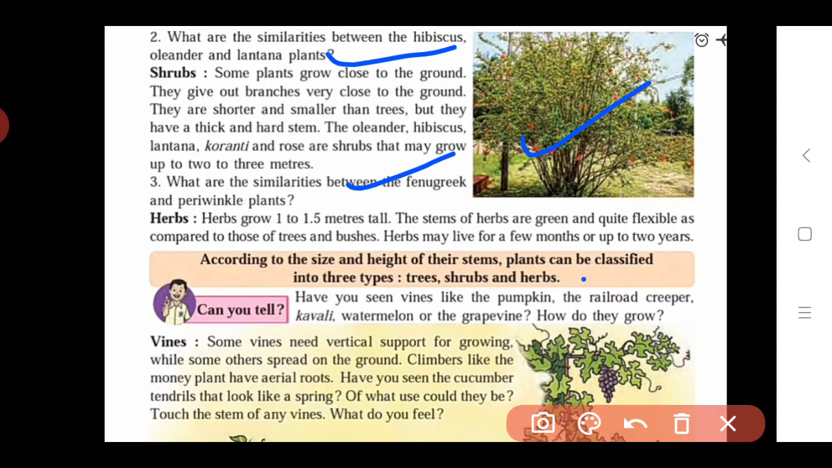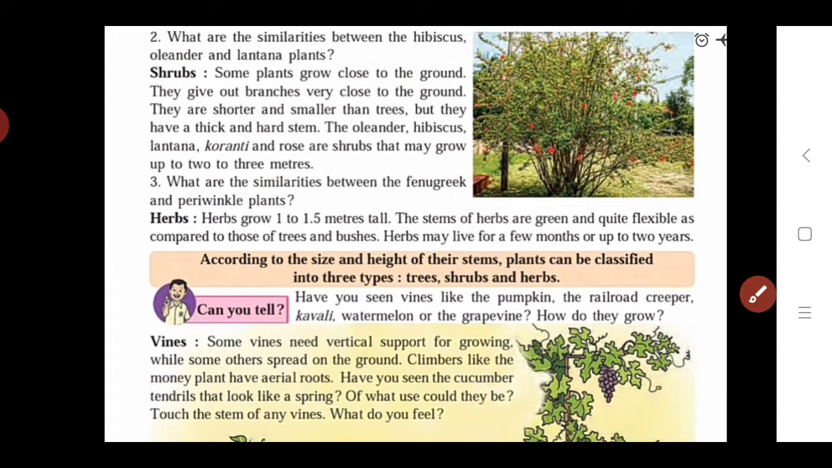If we see the next type of plant, that is the herbs. For this, observe the similarities between fenugreek and periwinkle plants. If we observe these plants, we get knowledge like this. These plants grow 1 to 1.5 meters tall, which means the height is very short as compared with shrubs. So herbs are also short plants, up to a height of 1 to 1.5 meters. Regarding the stems of the herbs, the stem of the herbs is green and quite flexible.